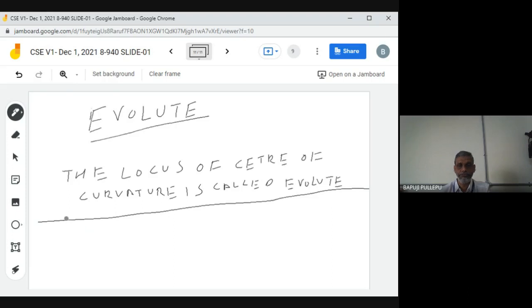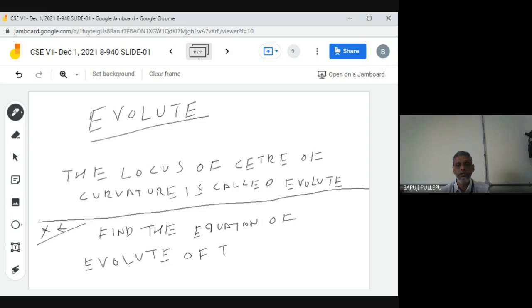Very important question. Find the equation of evolute of the parabola y square is equal to 4ax. Very good problem.